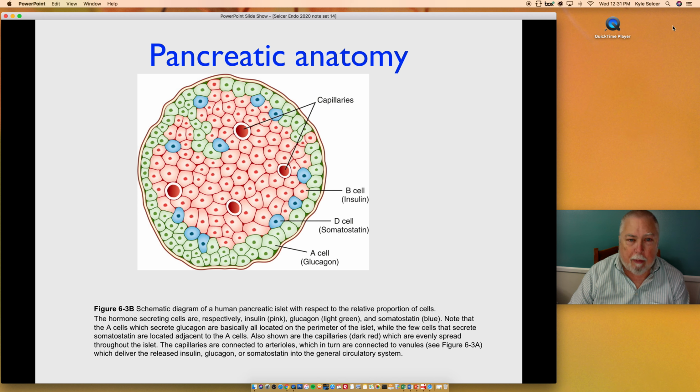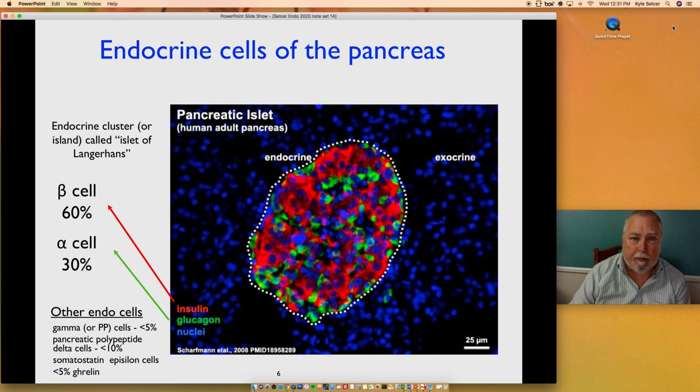A little bit more about pancreatic anatomy. You can see there's a blood supply right through the islets. The cells are in very close contact. So each islet has a blood supply running through it. There are beta cells, D cells, alpha cells, beta cells, D cells, PP cells, F cells and epsilon cells in all these islets, but the composition varies.